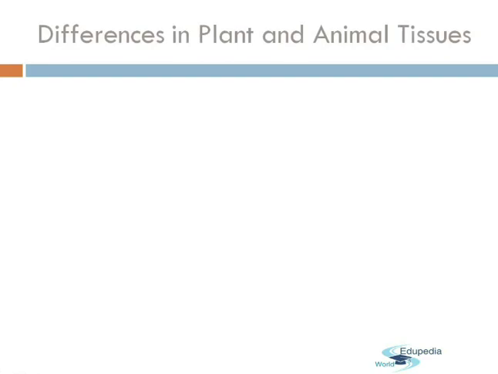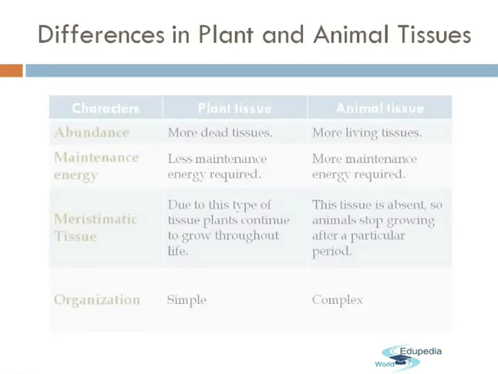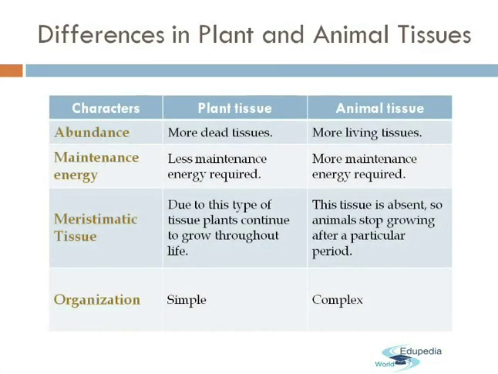So, now let us discuss the main differences in the plants and the animal tissues. First, abundance. The plant tissues are more dead tissues. They are just there to give the support. But the animal tissues are more living tissues. They are there living and they are performing certain functions.